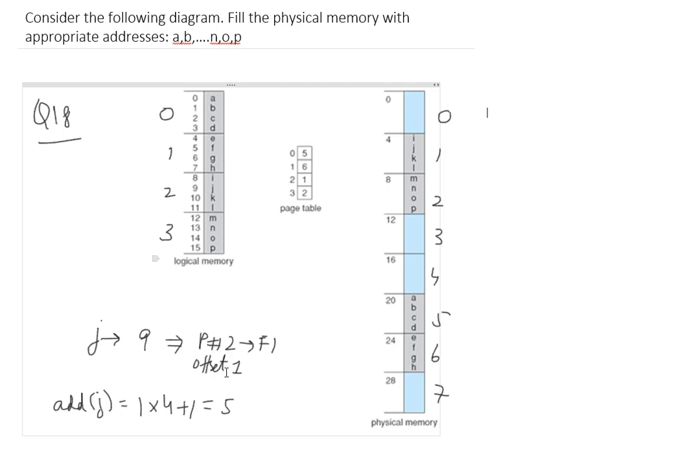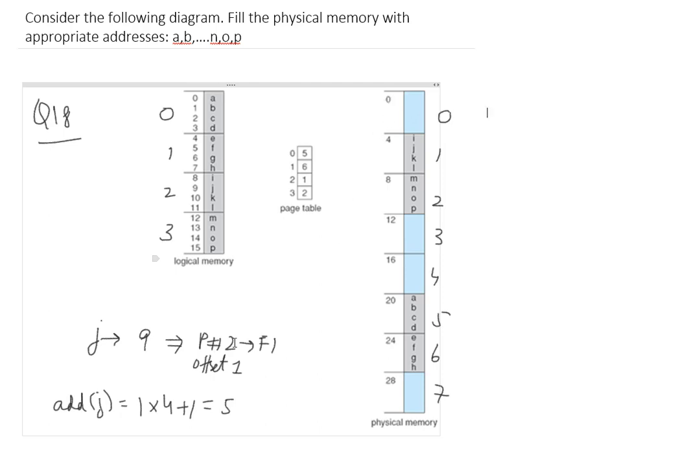Page 2, offset 1. Page 2, we know it is in frame 1. So we will go to frame 1 at offset 1. Frame 1 is here, offset 1 is this one. This will give us the location of J. Also the address of J we can find, because for frame 1, each frame size is 4. So 1 multiplied by 4 gives us 4, plus the offset 1. This will give us the address 5. So absolutely we can go to address 5 directly.